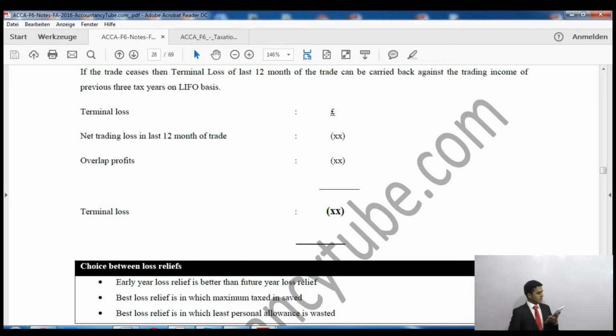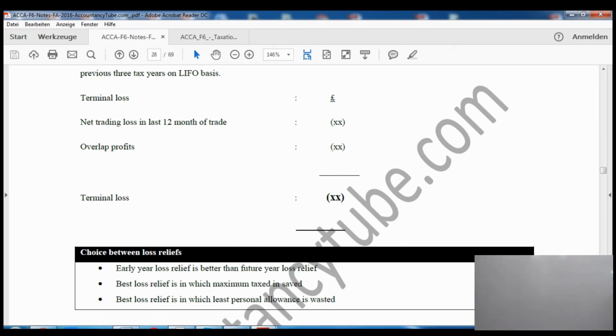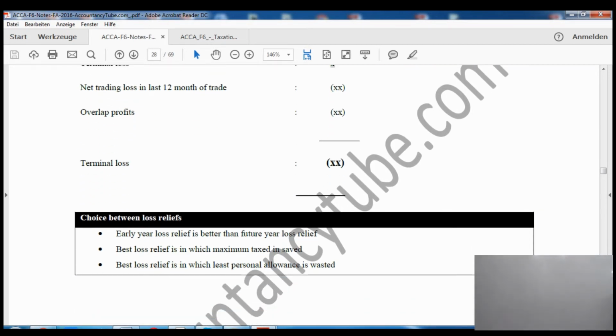So what we do is we take the net trading loss in the last 12 months of the trade, and then we add overlap profits into it, and then the net amount is going to be our terminal loss, right? Now, as we have seen in our basis period, the overlap profits are deducted out of the profits. So if there is a profit, overlap profits will be deducted out of the profits. However, if it is a loss, then obviously overlap profits will be added to the losses, so that's why it will be added.